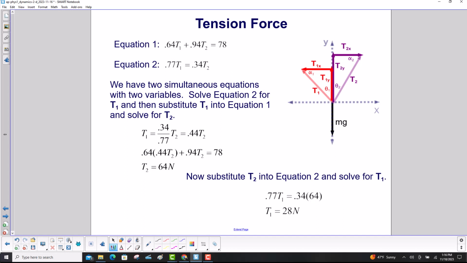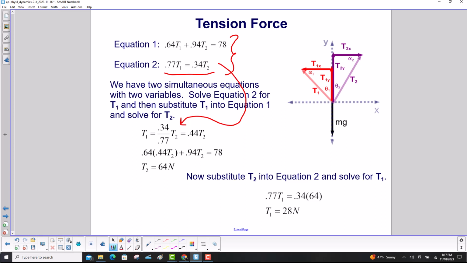From the previous slide, we now have two simultaneous equations with two variables. That's good. That means we can solve them. So we're going to solve equation 2 for T1 and then substitute that T1 into equation 1 and solve for T2. So T1 is equal to 0.34 over 0.77 T2, or 0.44 T2.